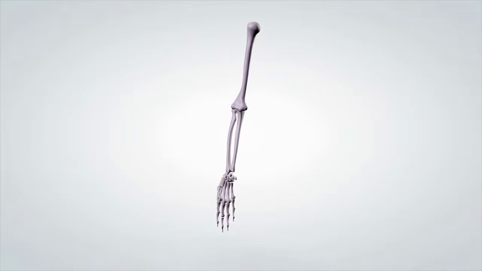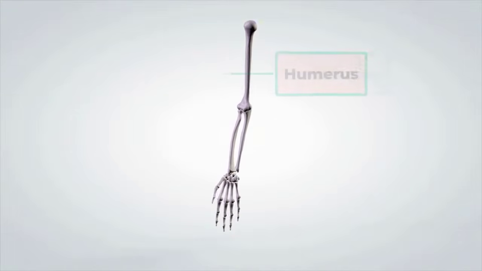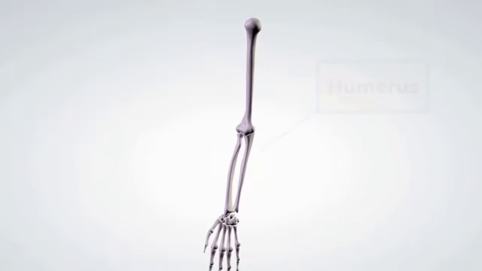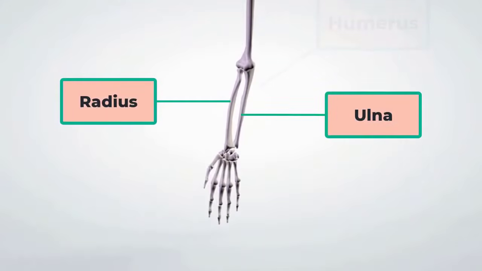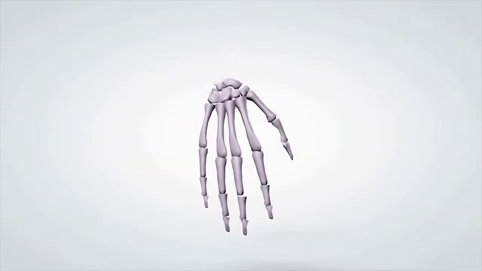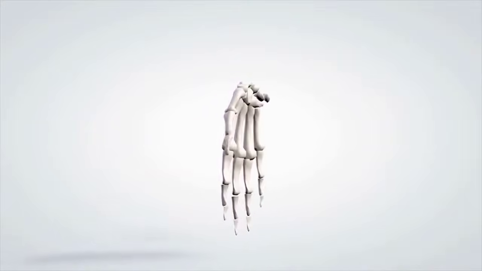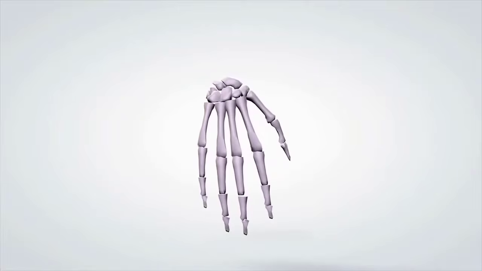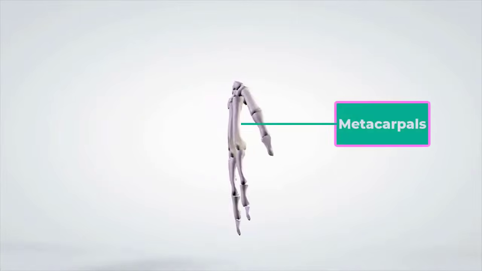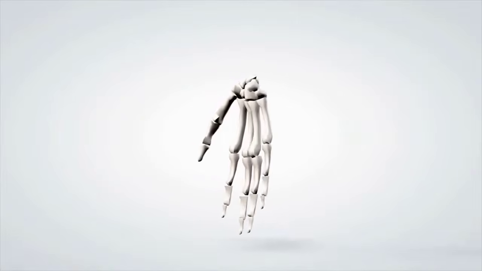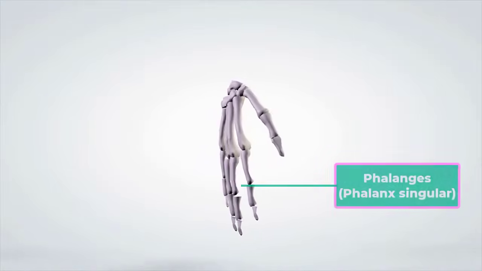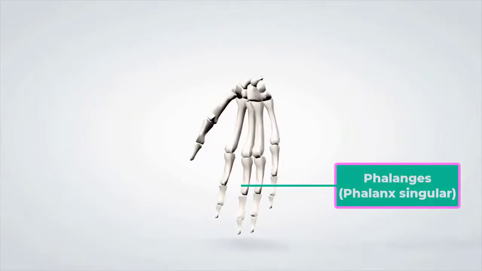There are 30 bones in each upper limb. The humerus is the single bone of the upper arm, and the ulna and radius are the paired bones of the forearm. The base of the hand contains 8 bones called the carpal bones, and the palm of the hand is formed by 5 bones called the metacarpal bones. The fingers and thumb contain a total of 14 bones, each of which is a phalanx bone of the hand.